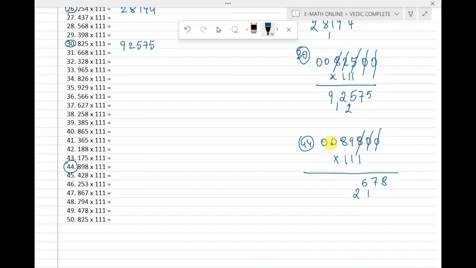Cancel this 8 from here. Now, again select 3 digits. 0 plus 8 plus 9. This is 17. 17 plus 2, 19. 9 here, 1 will be carry forwarded. Cancel this 9 from here. And 0, 0, 8 is 8 itself. 8 plus 1 is 9. So, the answer is 99,678.